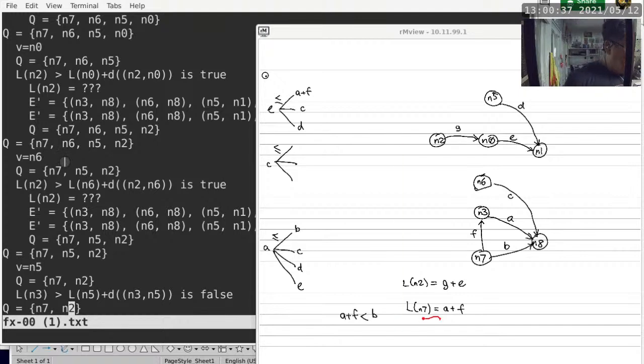And L of N7 is still just A plus F. Okay, so we just type A plus F over here. It is also less than or equal to the L value of N5. N5 is right here. So the L value of N5 is really just D. And it is also less than or equal to the L value of N2. N2 is the one that we just discovered, and the L value of N2 is G plus E. There we go.